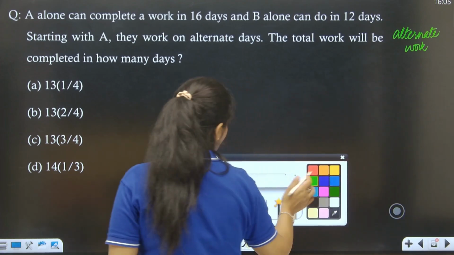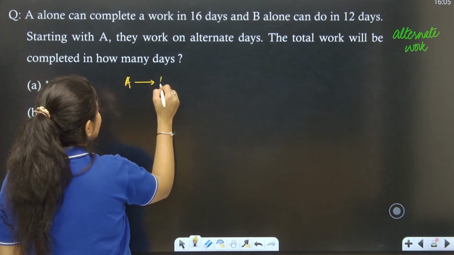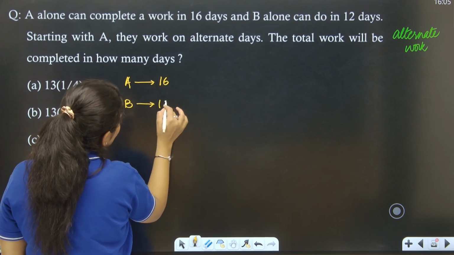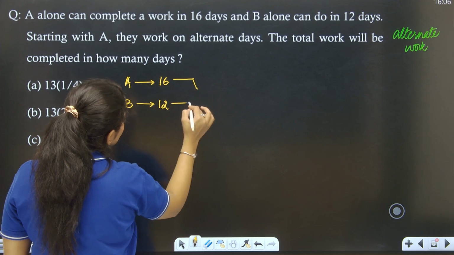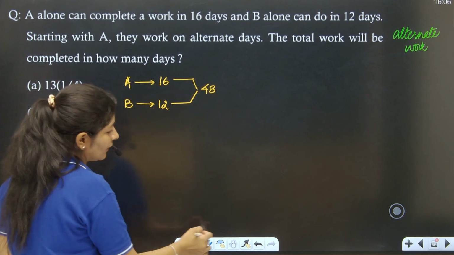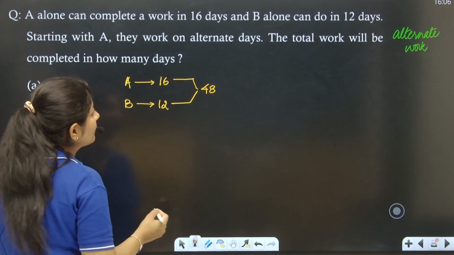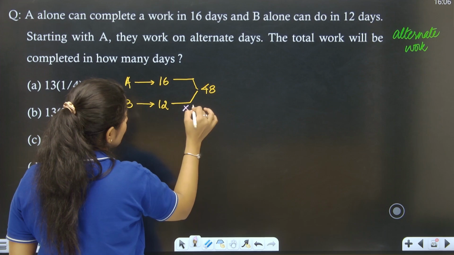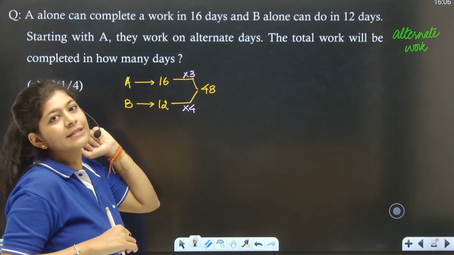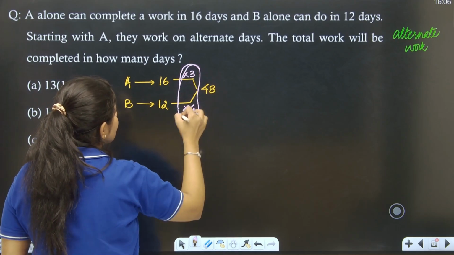So we go with the basics. Now here we have two entities. A can complete the work in 16 days and B can do the same work in 12 days. The second step says that we need to take the LCM, and the LCM over here is 48, right? The next step is to find the multiples. So here it is a multiple of 4 and this is a multiple of 3. These are the efficiencies of A and B.